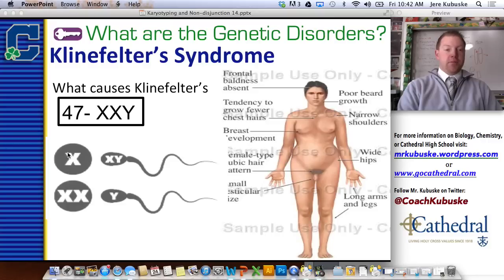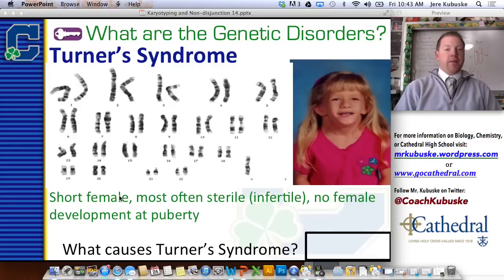Okay, so Klinefelter syndrome, there are 2 causes of it. The female gives an X, but the male gives his X and Y, or the female gives both their X's and the male gives his Y.